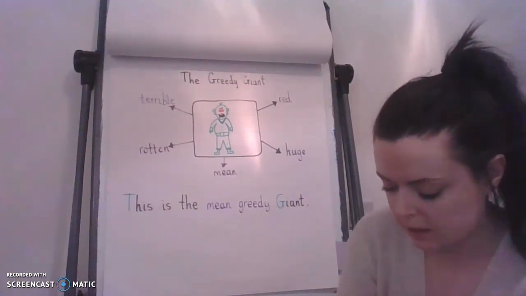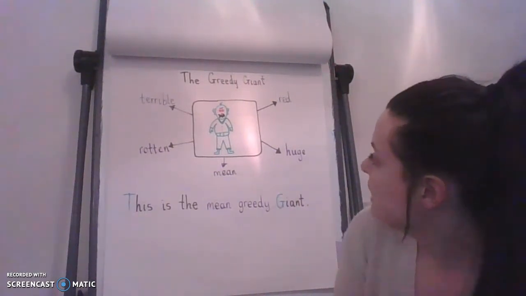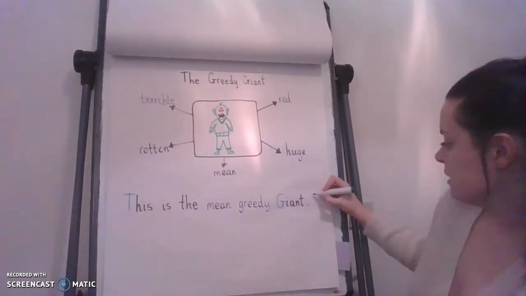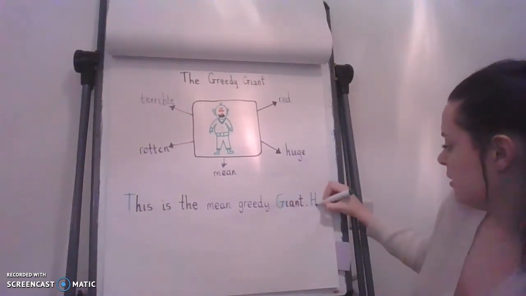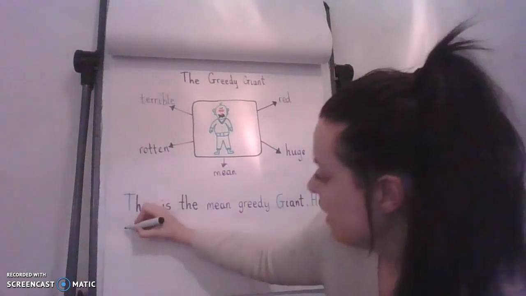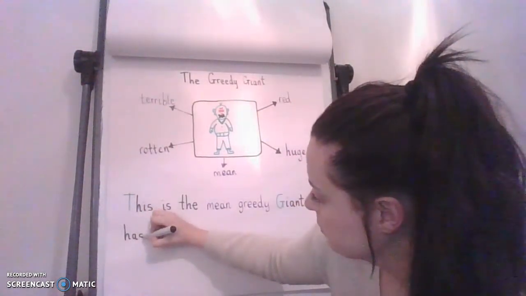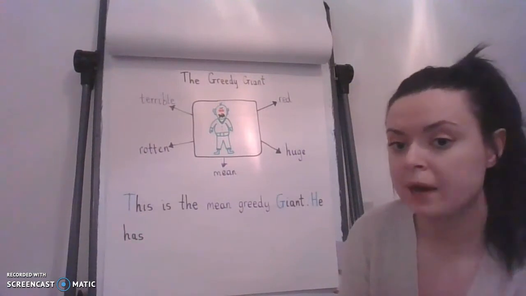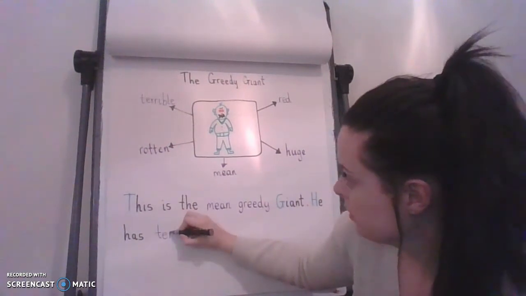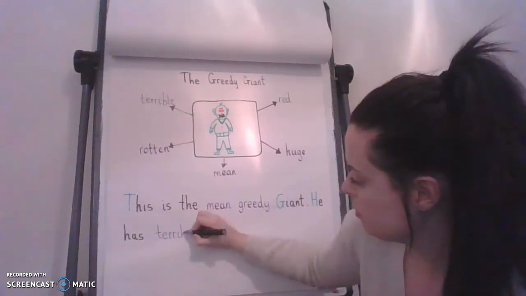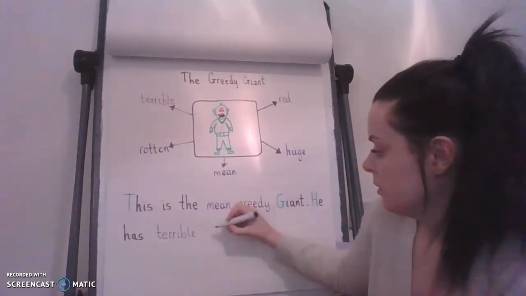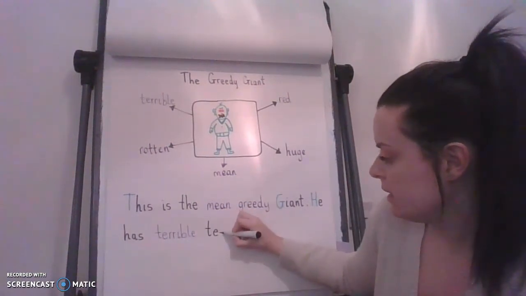Okay, so that's going to be my next sentence. So I could write, he has terrible teeth. So again, starting my sentence with a capital letter, H. He has terrible. Okay. So again, I've used an adjective. He has terrible teeth. What can you hear? T. E, so our E sound.